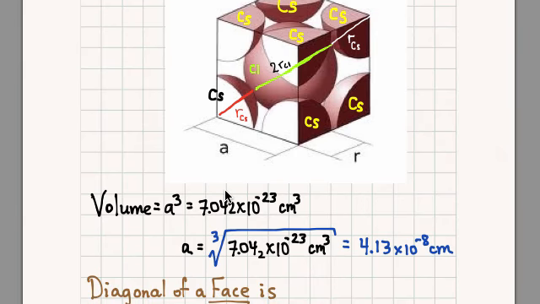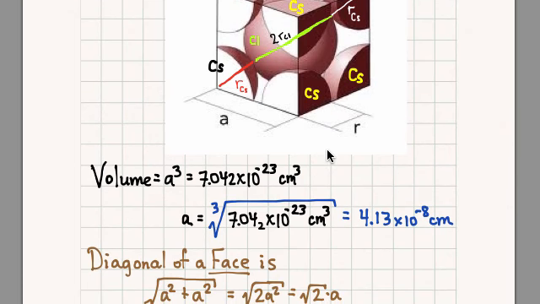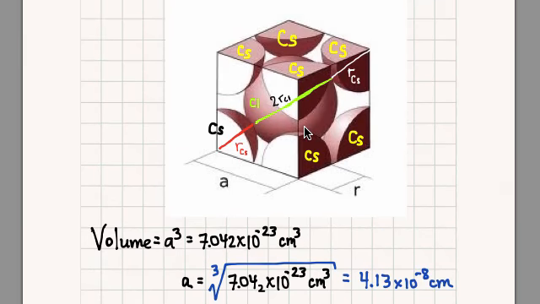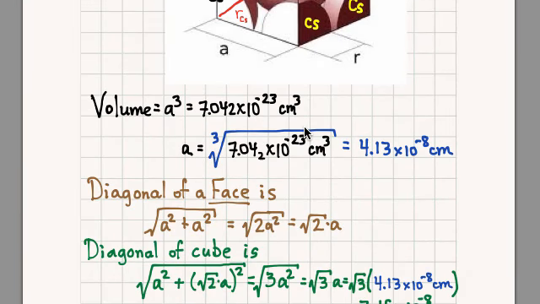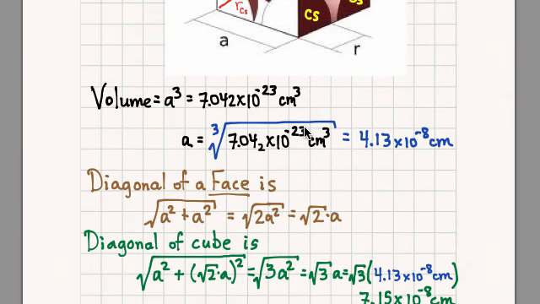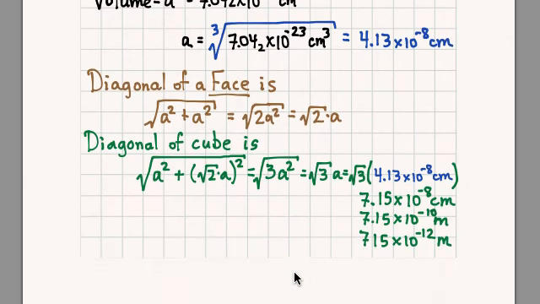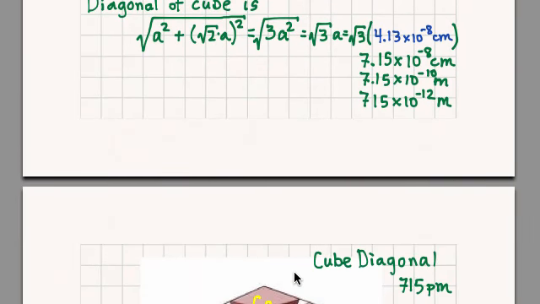The diagonal of the face, so say from here to here, would be a squared plus a squared, take the square root. And the diagonal of the cube, which we've already gone over, believe it or not, above, but it's harder to see, would be the length of one side squared plus the length of the face diagonal squared to give me the length of the cube diagonal. Change it to meters. Another word for that is 715 picometers.